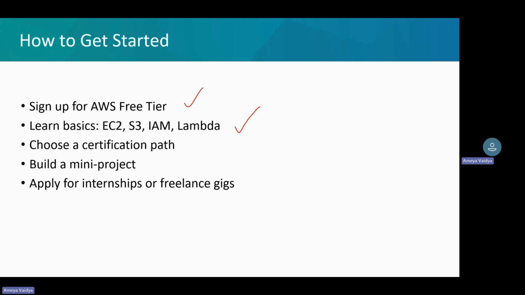You need to choose a certification path. As I say, architecture is one of the backbones, so once you understand those, it is very easy to jump anywhere. You can also build some mini projects. There are many projects available on GitHub, like hosting a static website on S3, setting up Lambda functions triggered by S3, or deploying a simple web application on S3. These hands-on experiences help you understand real world cloud usage.